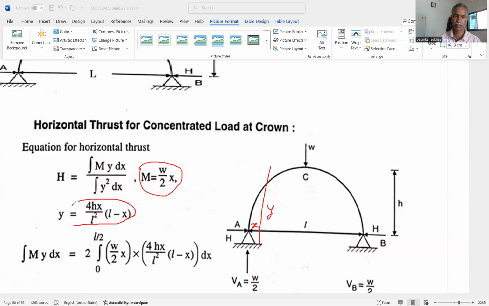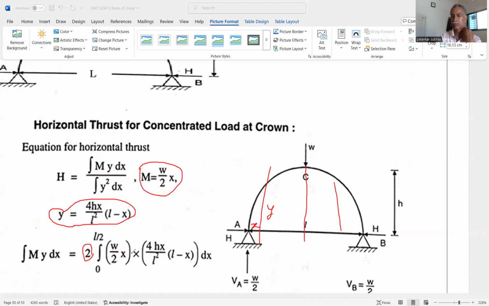So I have put it here. And what is the limit? The limit of x is 0 to L by 2, up to this point. Again, here it is observed that the load is at the center, and when we take the section from this side, we get the same equation. That's why we have considered A to C and B to C and apply a factor of 2, that is double, because whatever section is taken from this side, we get the same equation from the other side. So the limit is 0 to L by 2.